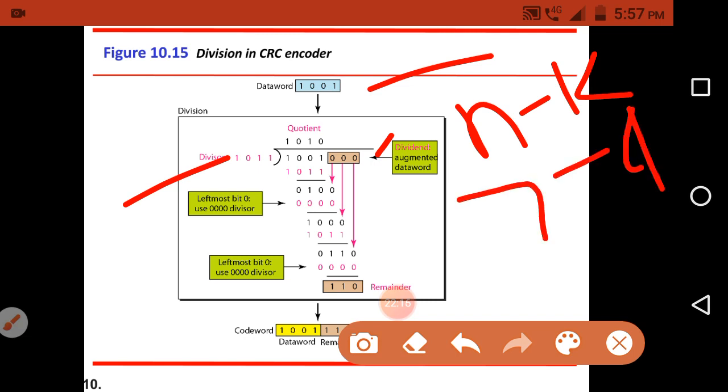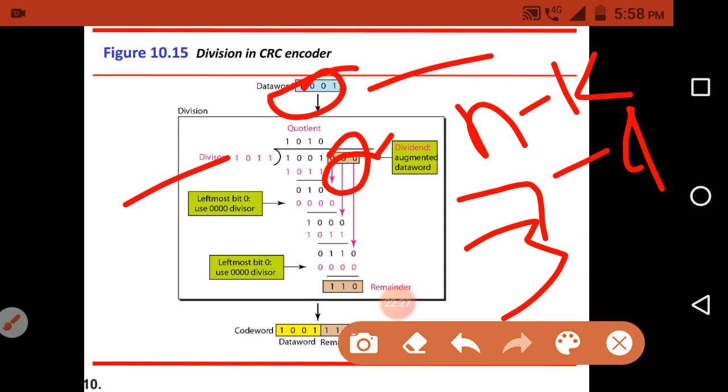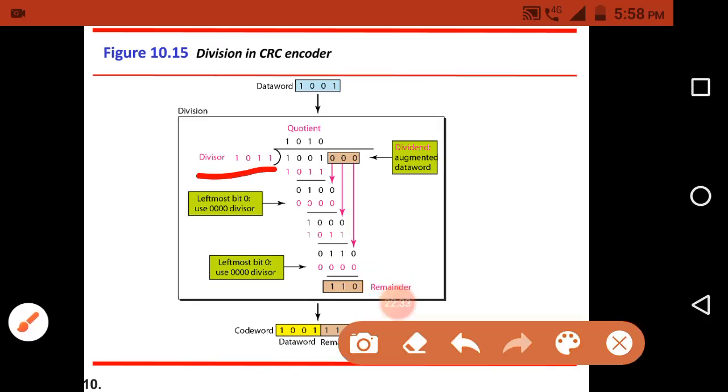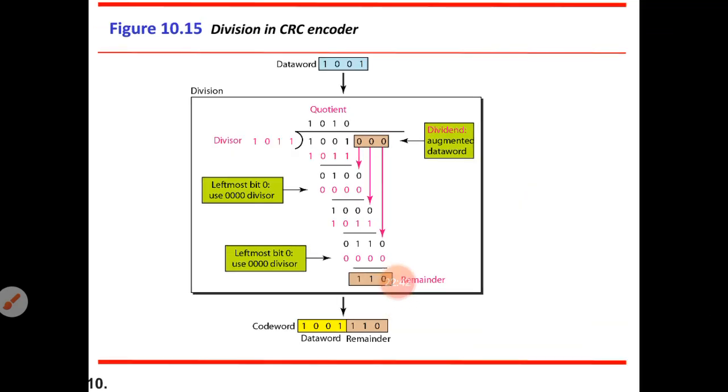7 minus 4 is the size of the data word here, and 7 is the code word size. So we need to append 3 zeros to this particular data word, that is 1001 and 000. Or otherwise, you need to consider the size of the divisor, that is 4 bits. 4 minus 1 is 3, and 3 zeros we need to append to the data word.